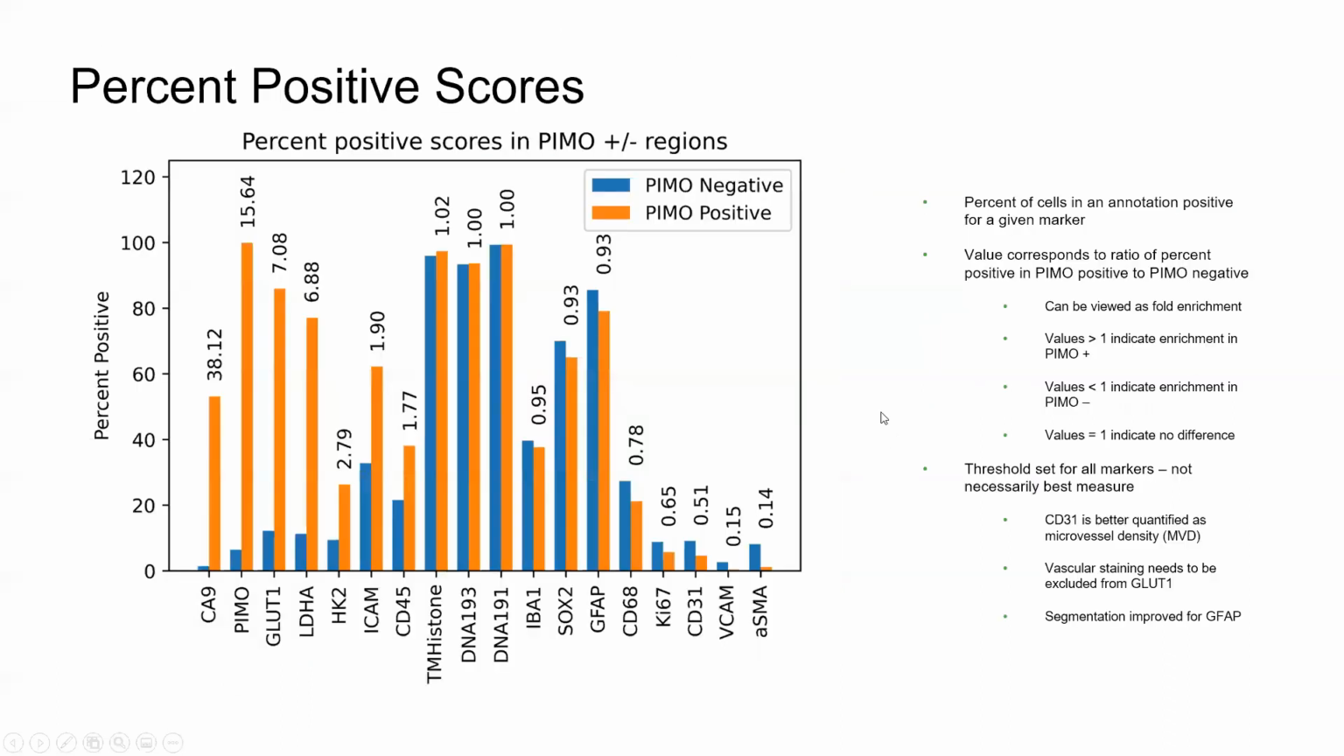Next up, we want to determine whether or not these markers were being enriched in a hypoxic PIMO positive or normoxic PIMO negative area. We compute the fraction of cells positive in each of those areas for each single kind of marker classification. And this ultimately tells us that canonical HIF targets or known hypoxia regulated genes such as CA9, LDHA, and HK2 are all overexpressed in the hypoxic areas.